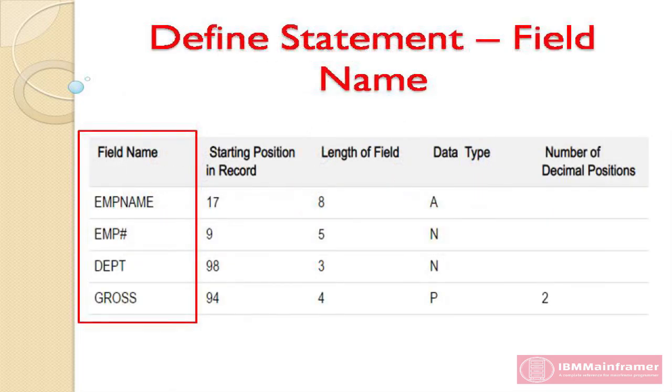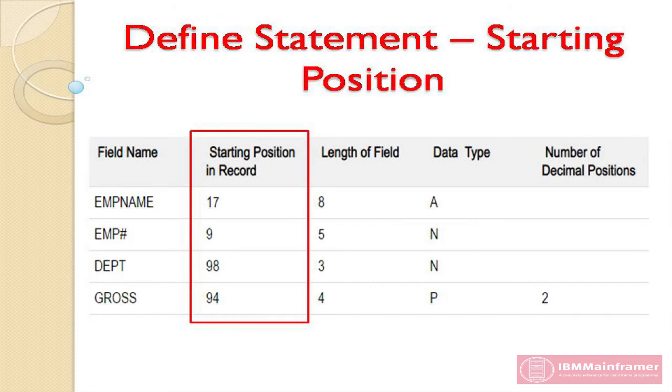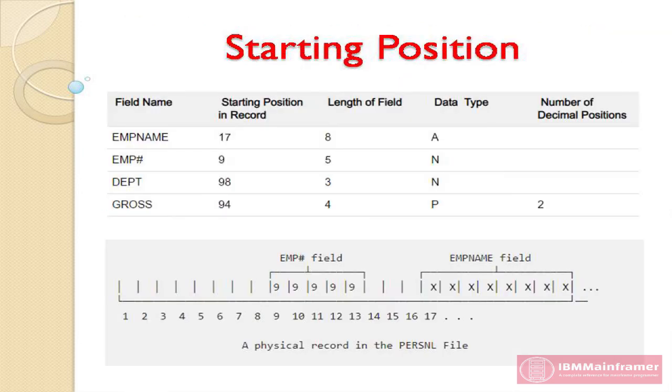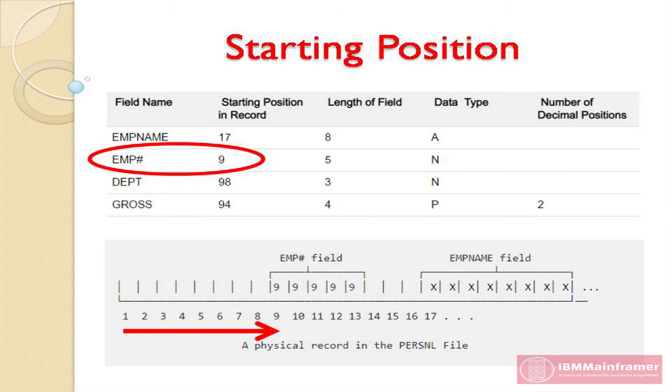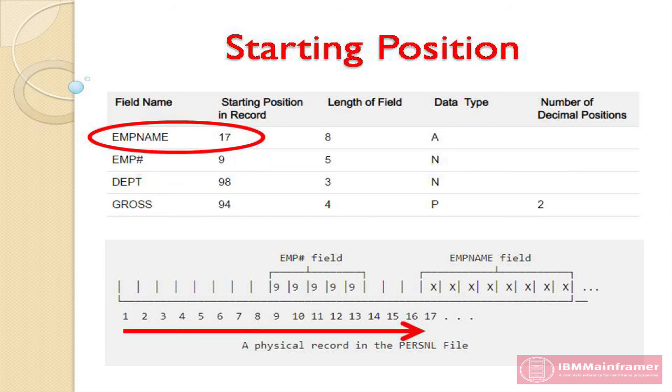Field name identifies the field as a unique storage location, and is what you use later to refer to your data. Starting position specifies where the first character of the field begins in the record. Let me explain with an example. Beginning at the first character of data in a record of the personal file, count 9 characters to the right to find the first character of the EMP# field. Similarly, the first character of the EMP-NAME field is 17 characters to the right of position 1.